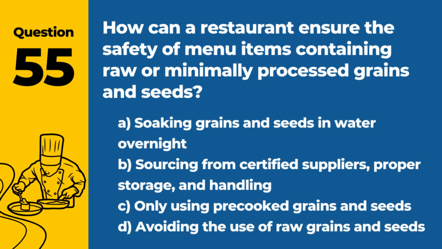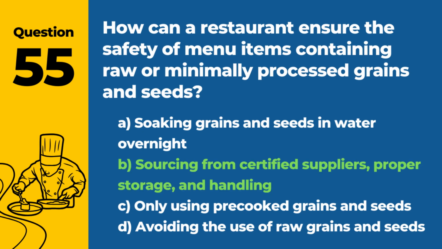Question 55. How can a restaurant ensure the safety of menu items containing raw or minimally processed grains and seeds? A. Soaking grains and seeds in water overnight. B. Sourcing from certified suppliers, proper storage, and handling. C. Only using pre-cooked grains and seeds. D. Avoiding the use of raw grains and seeds.